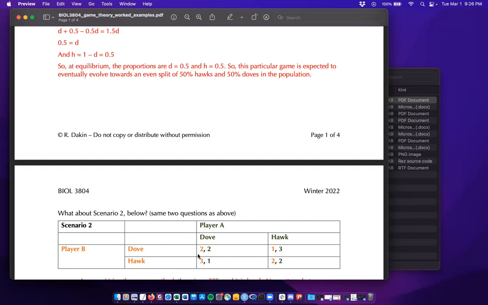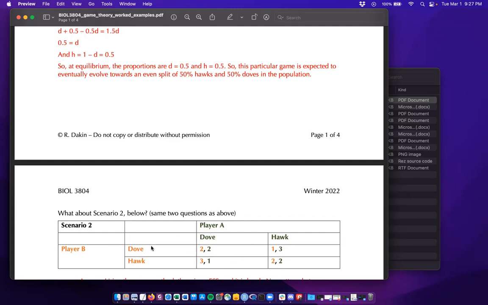In this game, is the ESS per player or is the ESS just general? Would you state it as, oh, for player A, it would be to play Hawk, or is it just that in this game, it is to play Hawk? Because it's symmetrical, it just is Hawk.